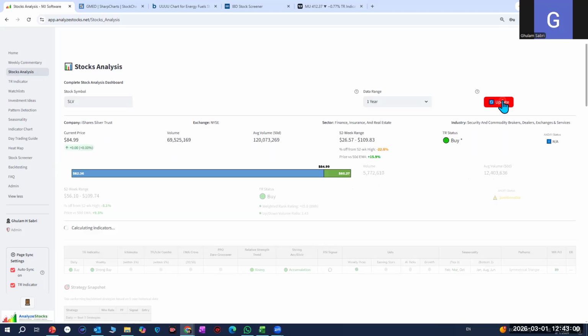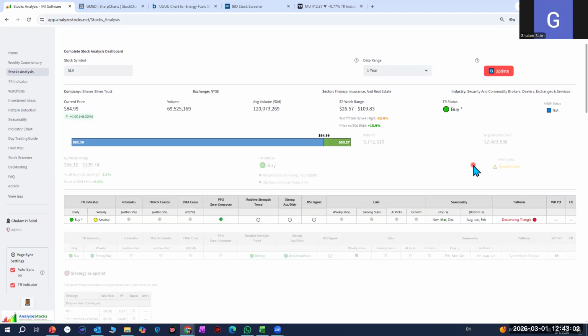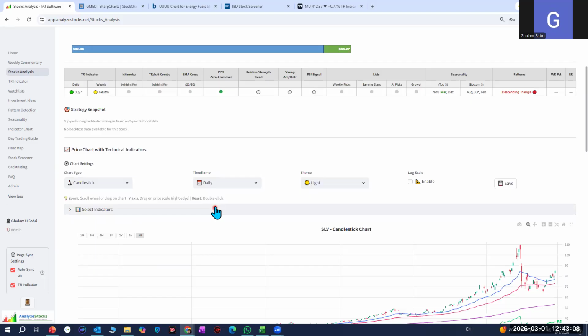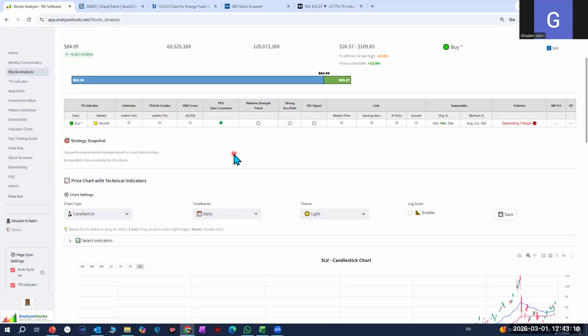SLV, by the way, is an ETF. Same logic starts here. Silver has given a buy zone, not a buy signal. But the strategy snapshot is not available because probably the 5 year data for silver, this particular ETF, is not available in our database. That's why this strategy snapshot is not available, although the gold data was available.